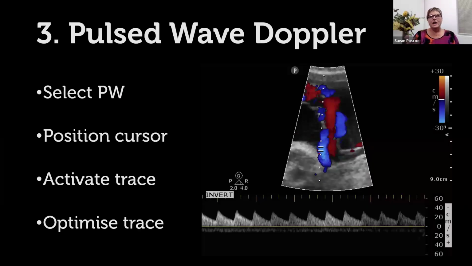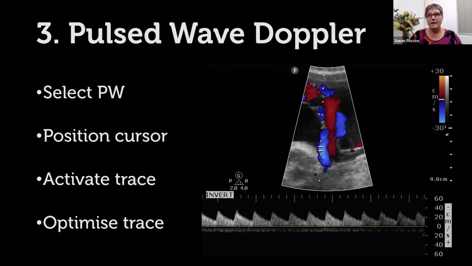Last but not least, we then apply the pulse wave Doppler. So you select the pulse wave and activate it. You need to position the cursor, activate the trace, and then optimize your trace. Now we're looking to achieve 5 even pulses to measure the PI values. Sometimes your machine will automatically do that for you. And so if you've got a poor trace, the machine just gets very confused.